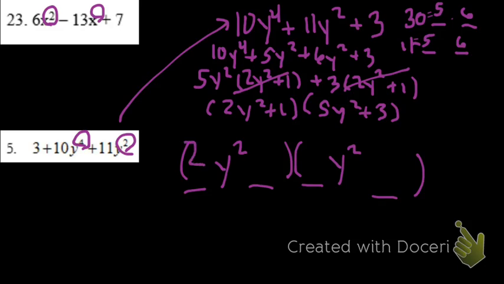So there's a 2 here, a 1 there, a 5 there, and a 3 there. So you don't even really need to worry about these y squareds. If you just factor by grouping, they'll appear naturally.